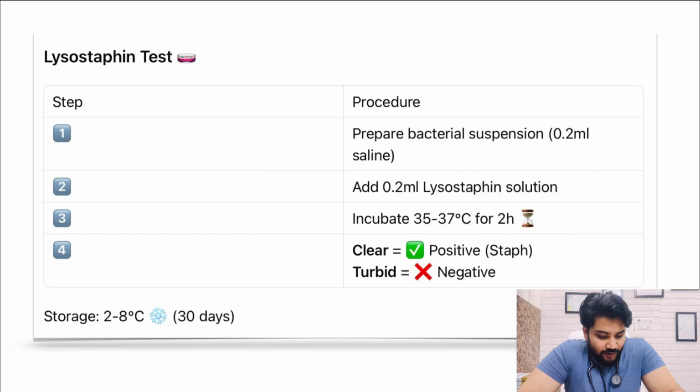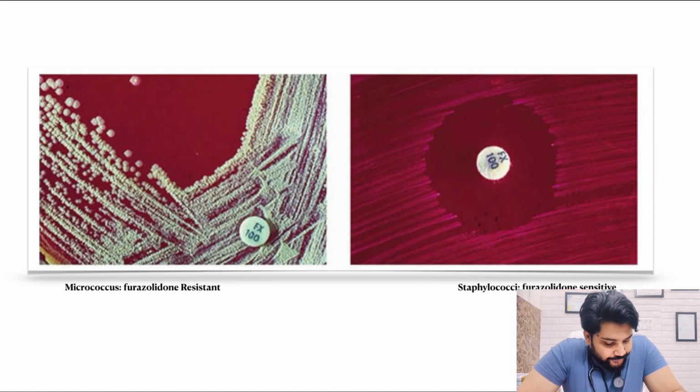And second is your furazolidone test. Micrococcus is resistant to furazolidone and Staphylococcus is sensitive. So this is your disc. If you put it on the colonies of Staphylococcus and Micrococcus, the disc is resistant in Micrococcus, but they will show sensitivity in Staphylococcus. Okay, so remember that.